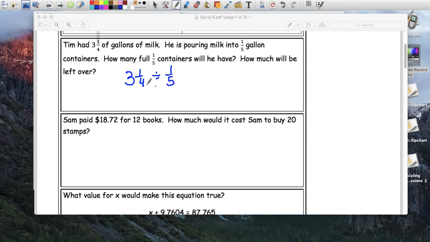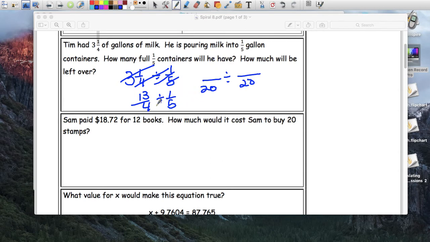Life is easier, for me at least, if you change that to an improper fraction. So 4 times 3 is 12 plus 1. So I'm going to write 13 over 4 divided by 1/5. So that's my problem. You can multiply by the reciprocal. I still will ask you to, you can do it, but I like the idea that if you do it this way, you know exactly why your answer is what it is.